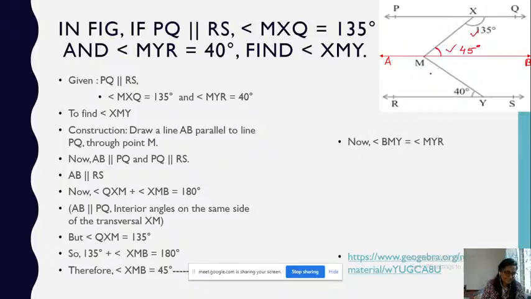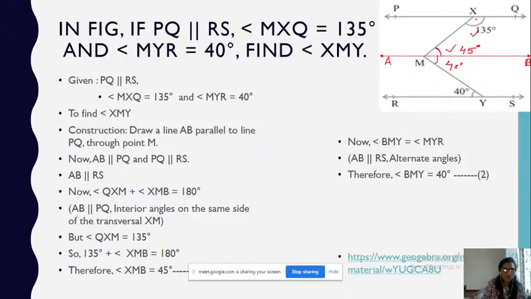Ma'am, alternate. Yeah, they are alternate interior angles. So this angle and this 40 degree, they are alternate interior angles. Since the lines are parallel, they are equal. And we can say that angle BMY equals 40 degrees.